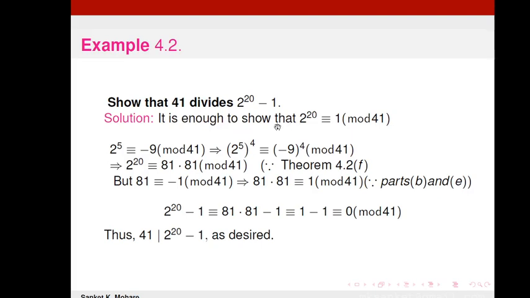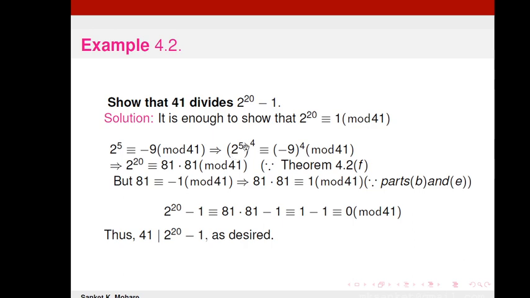So let's proceed. Now 2 raised to 5 is congruent to minus 9 modulo 41. 2 raised to 5 is 32, and the difference of these two integers is 32 plus 9, which is 41. So 41 divides 41. That's why 2 raised to 5 is congruent to minus 9 modulo 41. Now this implies 2 raised to 5 to the power 4. So 5 into 4 is 20. Why do we take power 4? Because we have to show that 2 raised to 20 is congruent to 1 modulo 41.